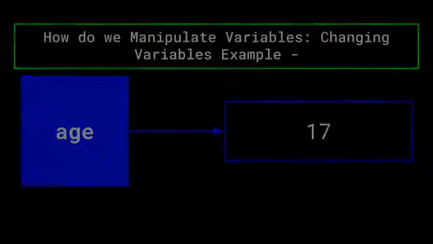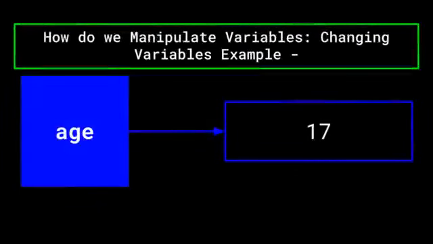For example, let's say you had an age variable, and inside of it was the integer 17.